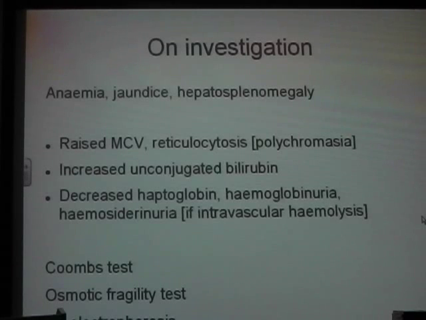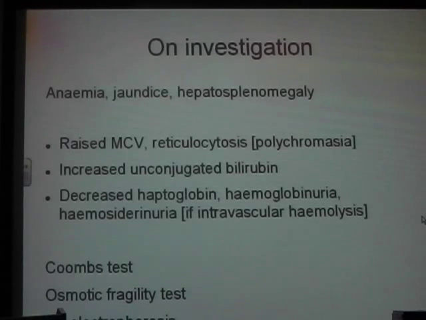So, on investigation, someone with hemolytic anemia will be anemic, and we've already gone through the symptoms and signs. They'll be jaundiced because they're breaking down their red blood cells and making a lot of bilirubin, and hepatosplenomegaly because their spleen is just breaking down all of their red blood cells. They have a raised MCV because there's a shift, so the more immature red blood cells, which are bigger, come out into the blood, and reticulocytosis or polychromasia. So they're the same things. It means your reticulocytes, your early blood cells, are in the bloodstream.